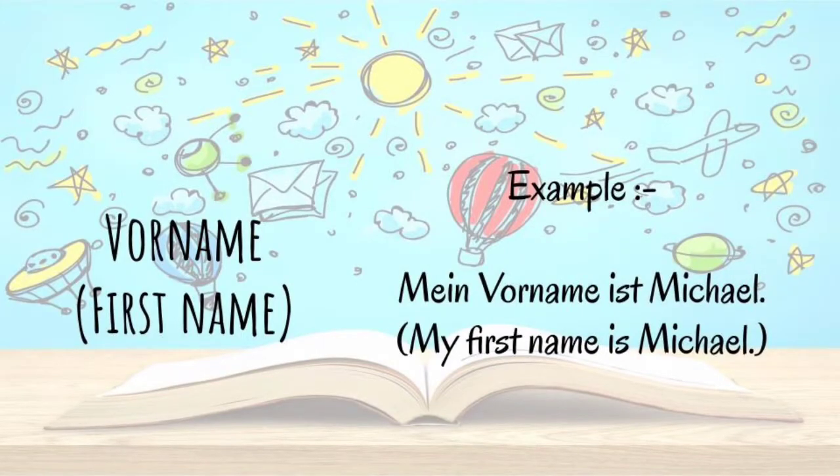Vorname, which means first name. Now let's look at the example. Mein Vorname ist Michael, which means my first name is Michael.